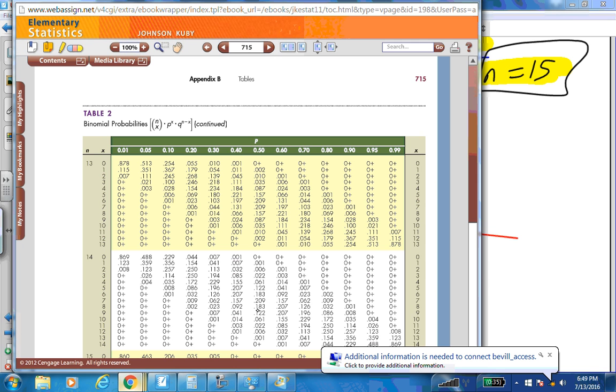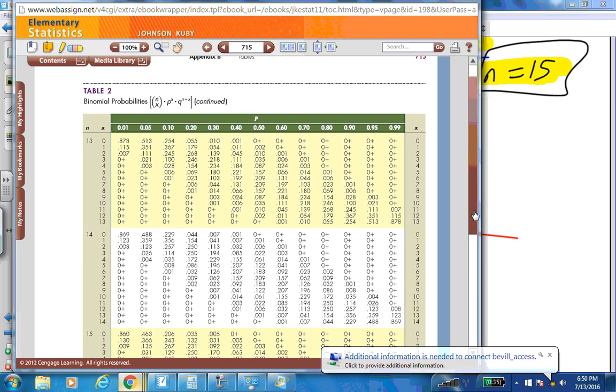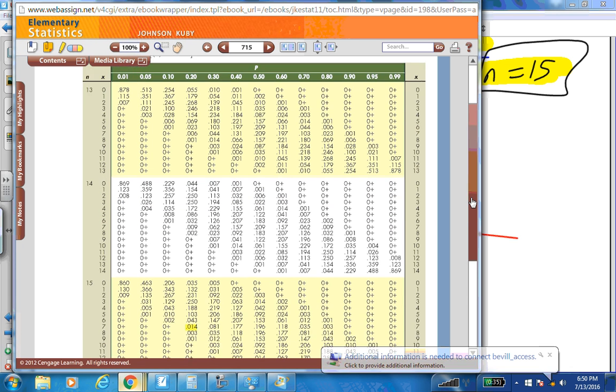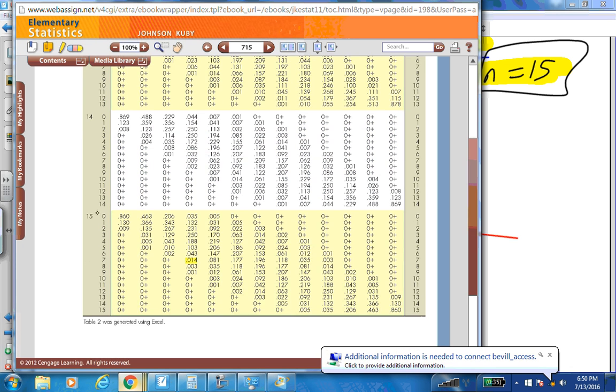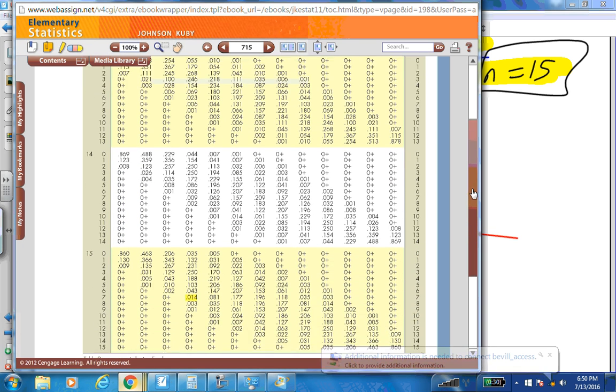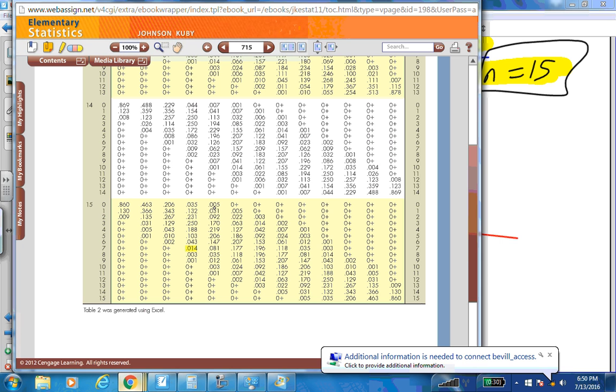So if we go to our table, a p of 0.3, that's this column. N of 15, that's all of these. So all of these values. Double check, make sure I followed. Actually, I was on the wrong column. It's this column. So any of these values in this column apply to 15 trials, p being 0.3.